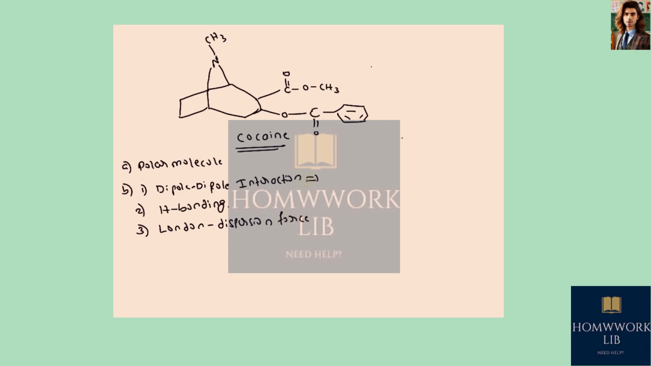Due to the dipole interaction, what happens? Here a permanent dipole moment exists. As a result of this, the melting point and boiling point increase. In the case of hydrogen bonding also, the melting point and boiling point of cocaine increase. And the third one is London dispersion force. Here also the melting point and boiling point of cocaine increase.